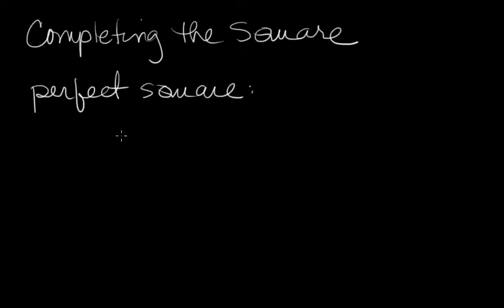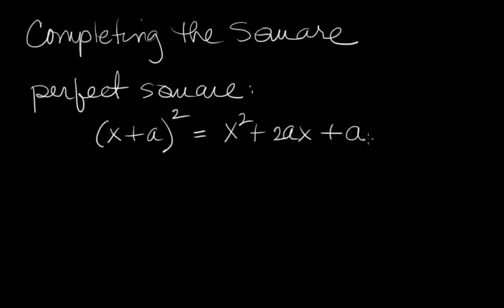We mean something of this form: x plus a, the quantity squared, or x squared plus 2ax plus a squared. If you FOIL that out, you'll see that's what it is. Now, before I start showing you how to put something into that form, I'd like to go over how you multiply it out quickly.